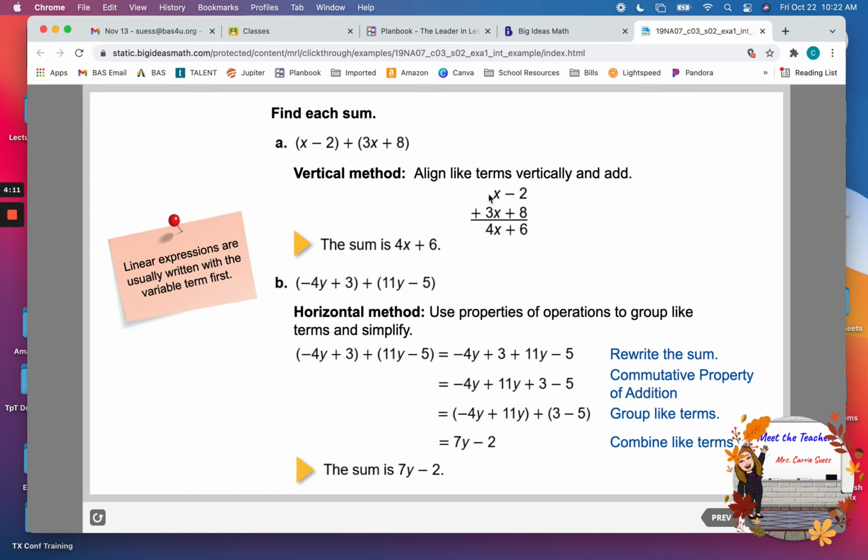So if I have this is a 1x, right? So 1 plus 3 is 4x. And then here I have negative 2 plus 8, so negative 2 plus 8 gives me a plus 6. Again, the vertical, in my opinion, is easier to make mistakes on. Whereas the horizontal one, as long as you remember to keep the sign with the number it's in front of, you're less likely to make mistakes. But you may choose which method you like. All right, go do the try-its.